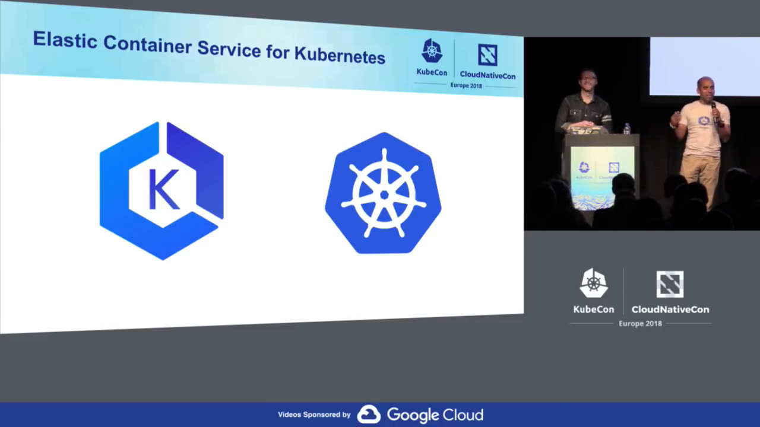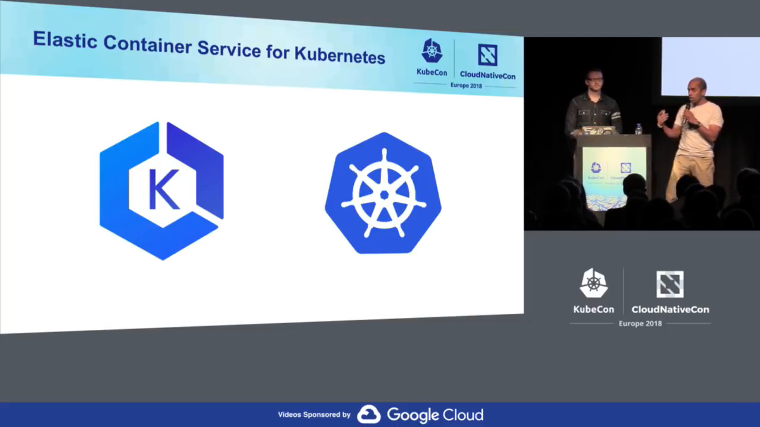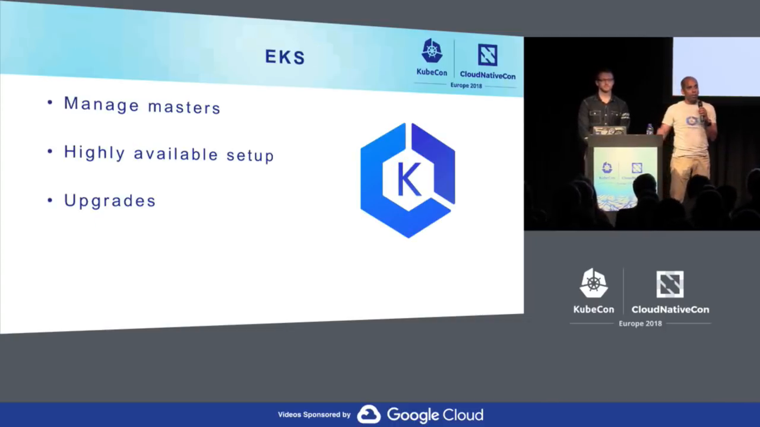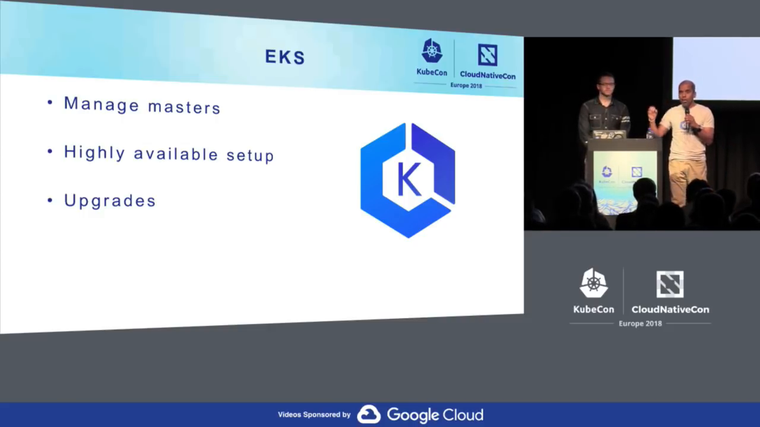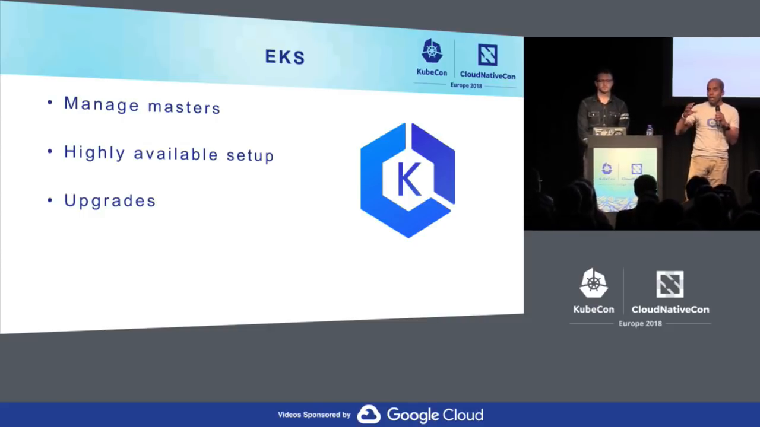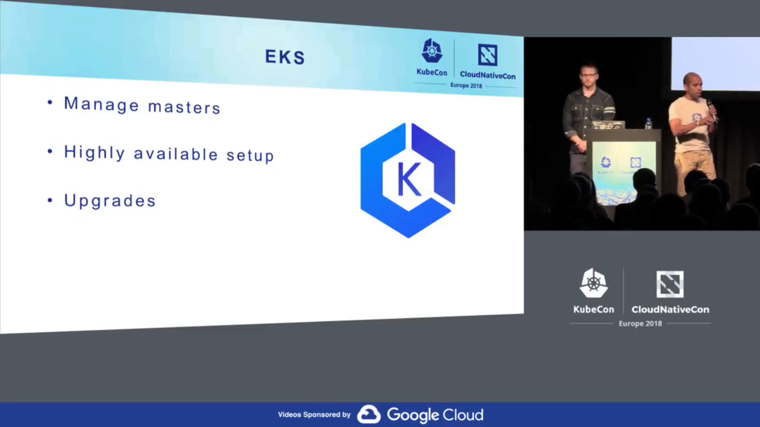So what is EKS? EKS is a managed Kubernetes service from Amazon. We introduced this at re:Invent last year. What do we get as part of this managed service? If you look at a Kubernetes cluster, it consists of two pieces. One is a control plane, which is where your masters are running, and then there's a data plane where your worker nodes are running. Worker nodes is where your containers are running.